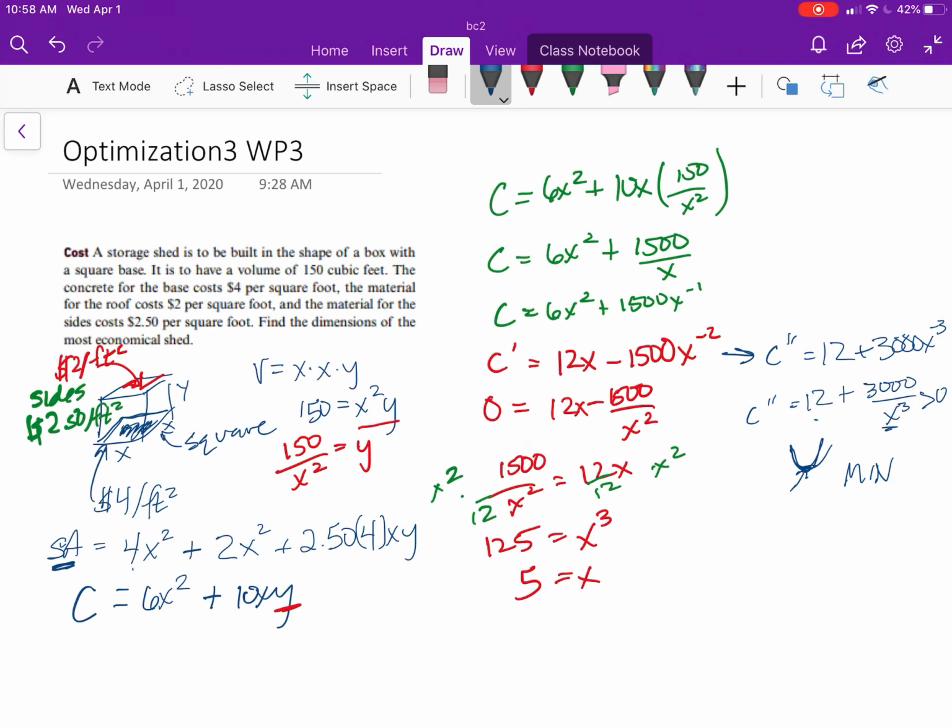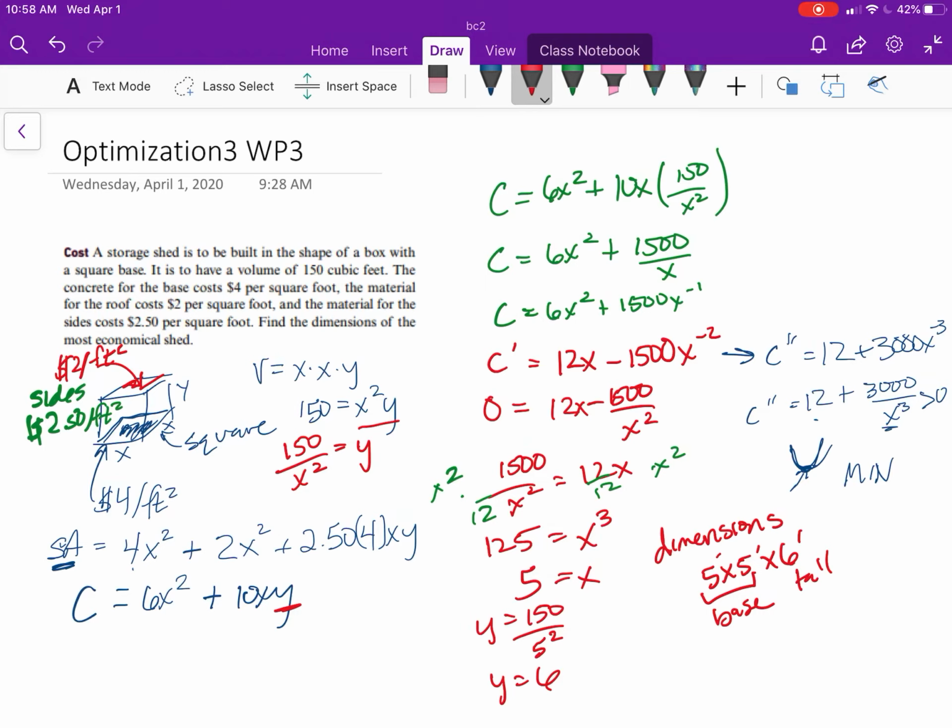So if we have x, we still need y. Substitute back in, y is 150 over x squared, so over 25, so we get y is 6. So the dimensions in this case would be, the base is 5 by 5, and we're in feet, right? 5 feet by 5 feet by 6 feet tall. That's the base.